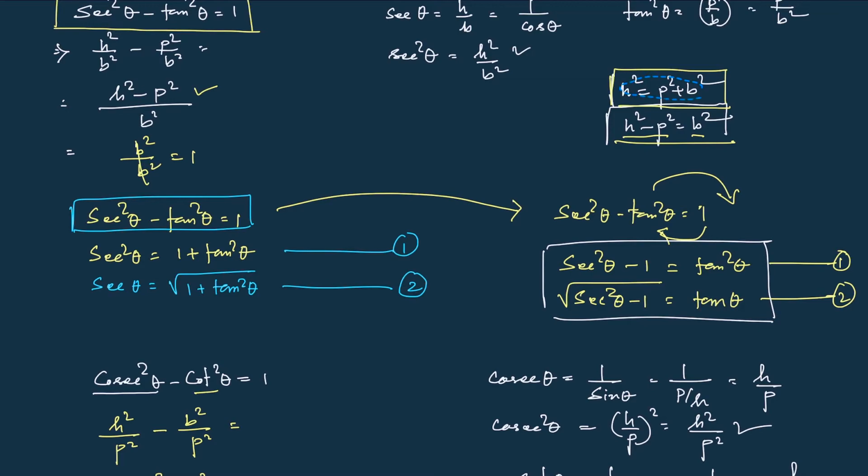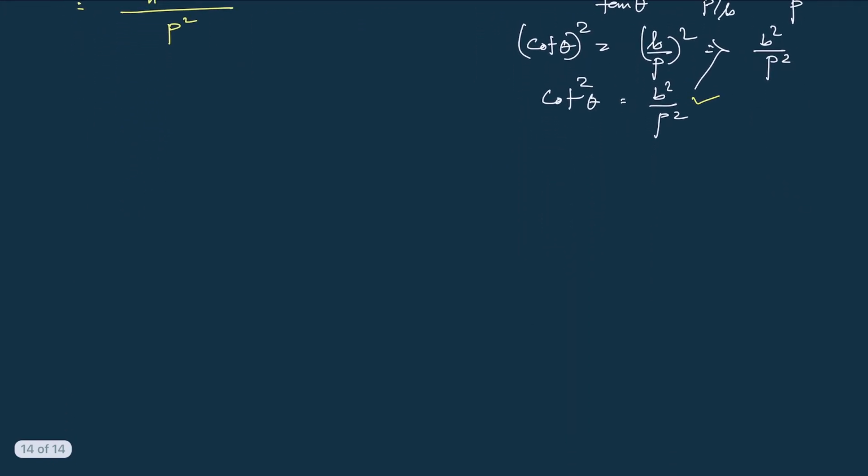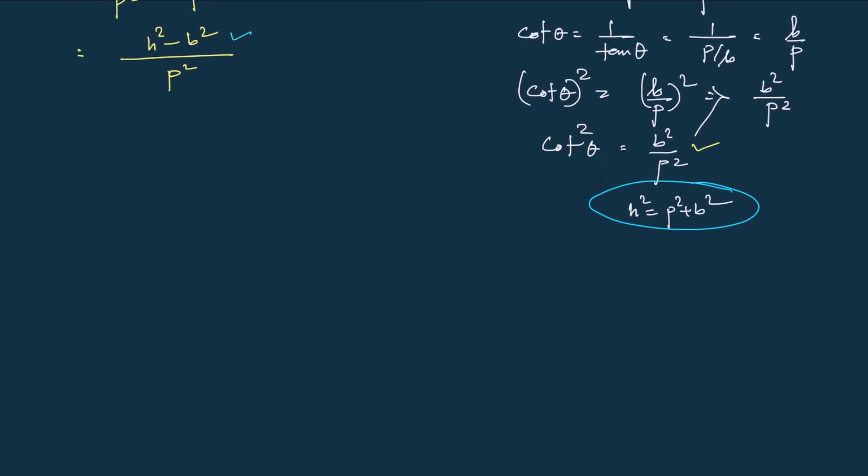Again we know from this one. This is called the Pythagorean theorem. So from this Pythagorean theorem we can say what we need exactly: h square minus b square. So h square minus b square will be p square.